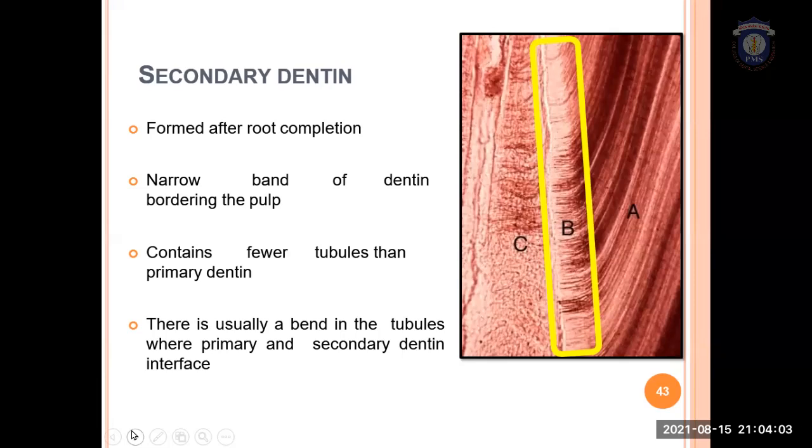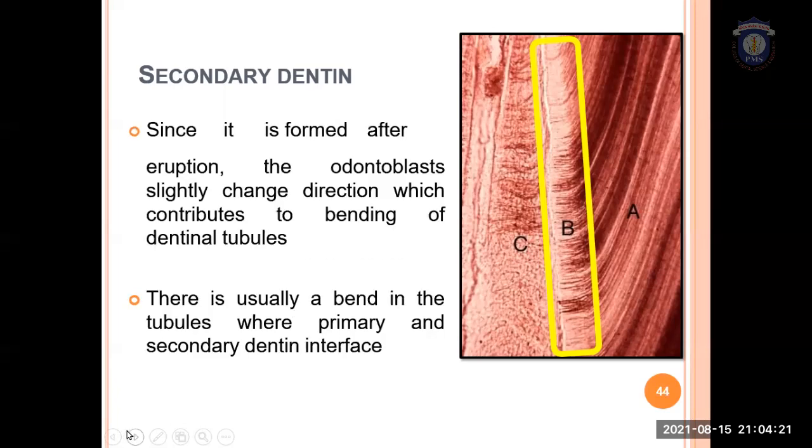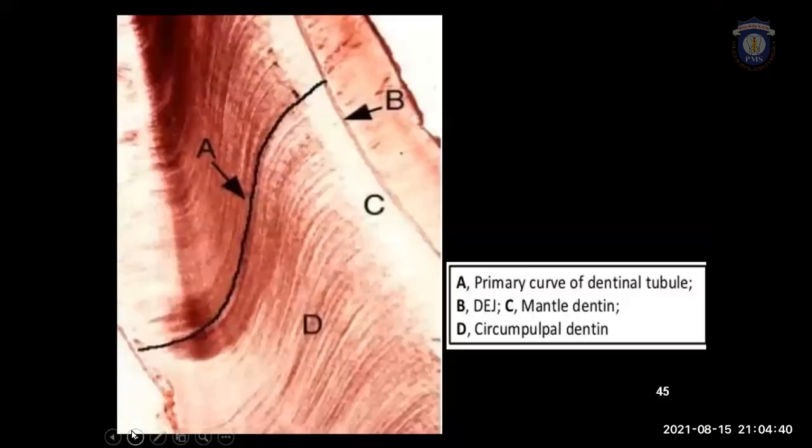They also have a bend. There is a bend in the tubules where the primary and secondary dentine interface. The two bends, the primary and secondary bends in the dentine, give the characteristic S shape to the dentinal tubules. Since they are formed after eruption, the odontoblasts slightly change the direction, which contributes to the bending of the dentinal tubules. This usually helps in identifying the interface between primary and secondary dentine.